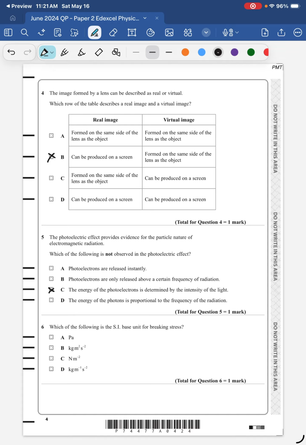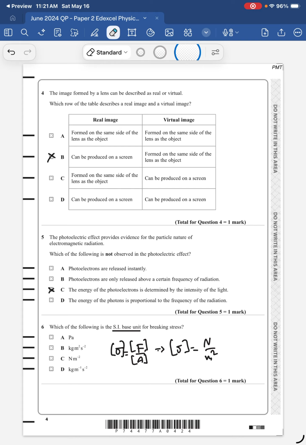Question 6. Which of the following is the SI base unit for breaking stress? This is a trick question. Stress is force per cross-sectional area. Square brackets mean the units of a quantity. So the units for sigma are newtons per meter squared. You will be tempted to say, oh, that's pascals, which is kind of correct, but it's not the base unit. So it's a trick question, guys.